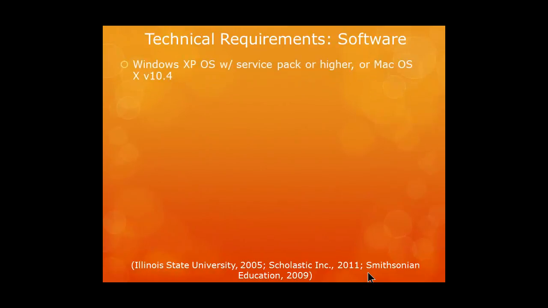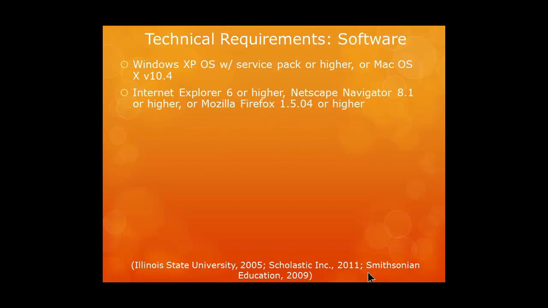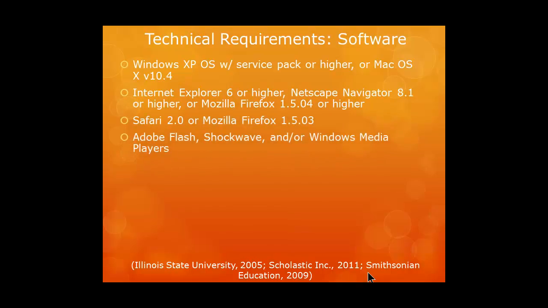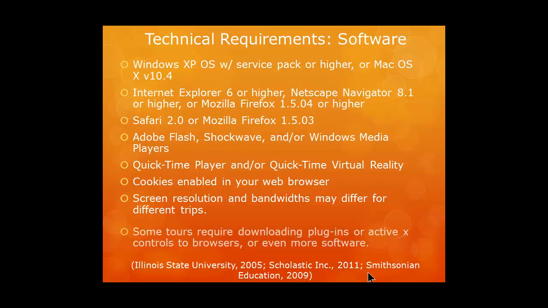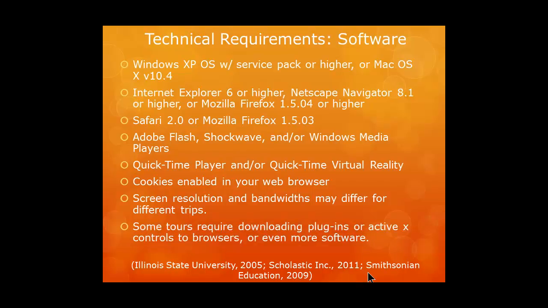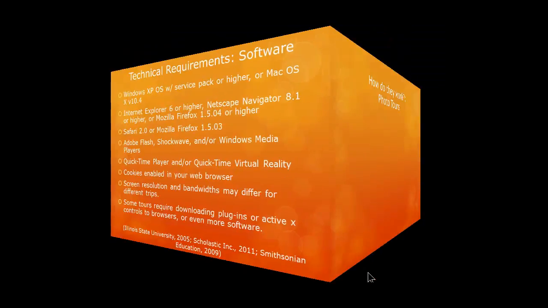Software includes the most up-to-date operating system that you can get, either for Windows or Mac, an up-to-date internet browser for Windows or Mac, and of course the different flash players available. Each site will be different on which one it wants to use. Cookies need to be enabled in your web browser, and you need to check screen resolution and bandwidth if you have a hard time seeing the tour. And of course some tours require downloading plugins or ActiveX controls to browsers, or even more software.